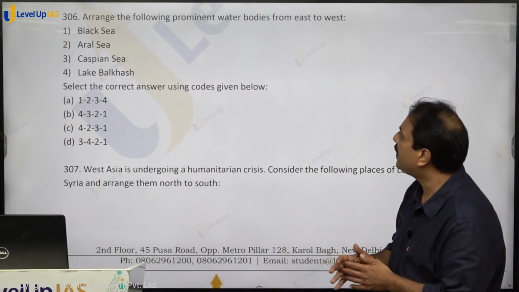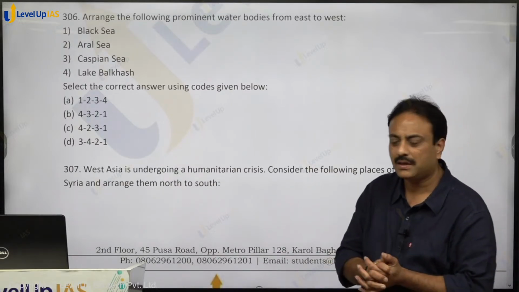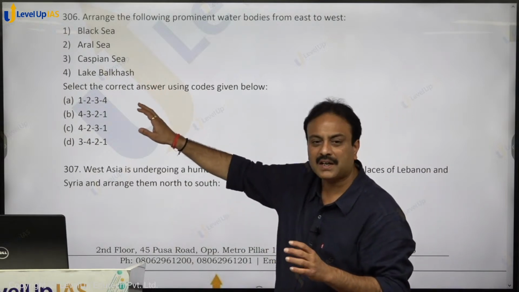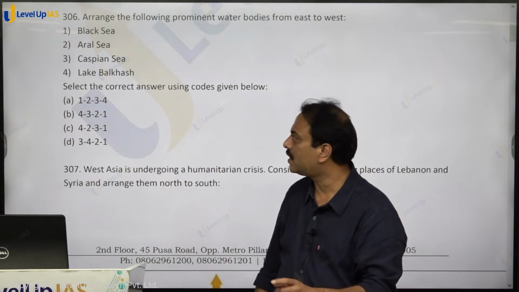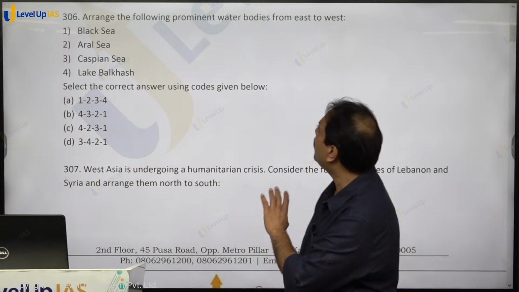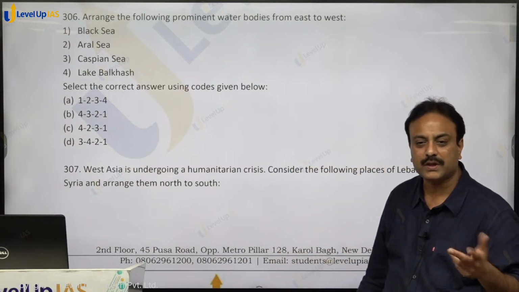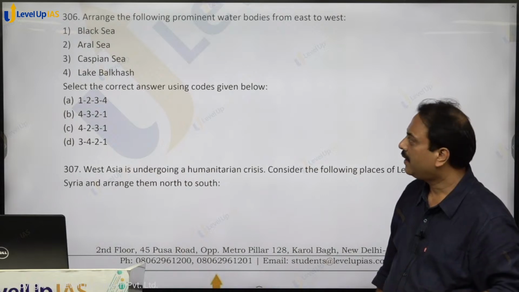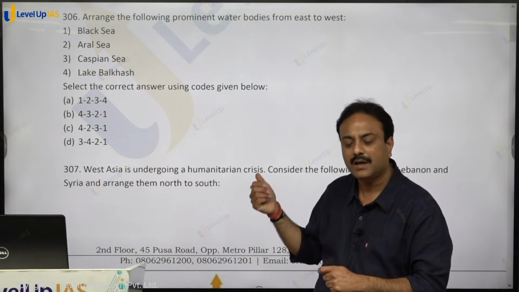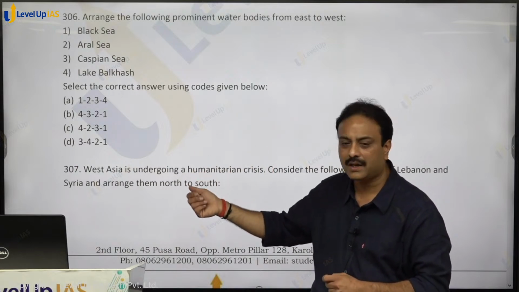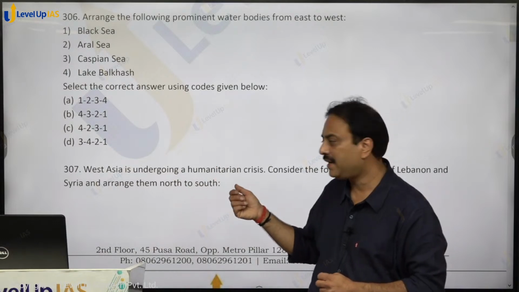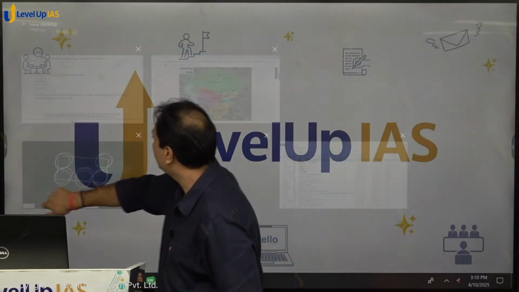Arrange the following prominent water bodies from east to west. Lake Balkhash. Lake Balkhash is in which country? Kazakhstan. Caspian, Aral Sea, Black Sea. You have to arrange them from east to west or west to east, whatever you can do. If you have to start from the eastern side, you will start with Balkhash, followed by Aral Sea, followed by Caspian Sea, followed by Black Sea, right? Lake Baikal is also there.